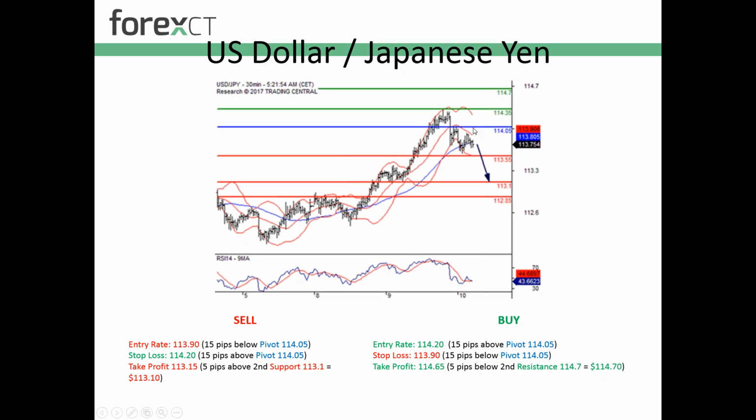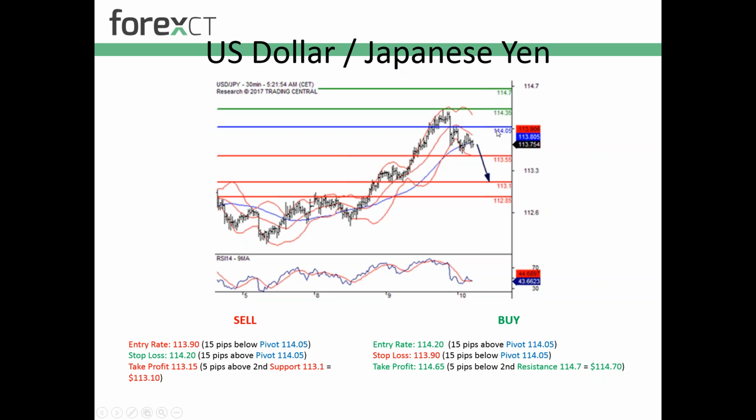And then you'd also do the hedging buy order, which would again be an entry level order that would sit there until it was executed, and the entry rate at which that would start trading would be 114.20. So that would be 15 pips above the pivot.